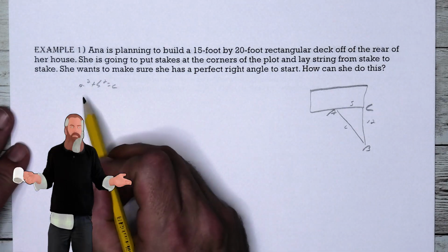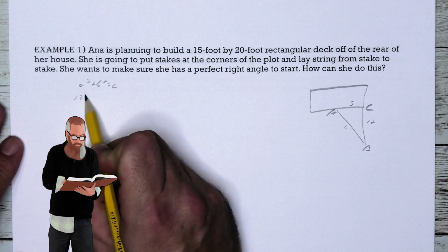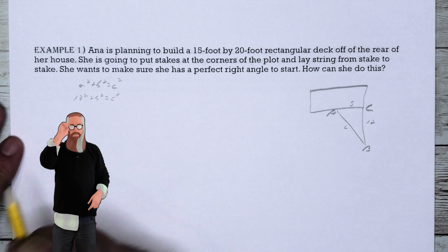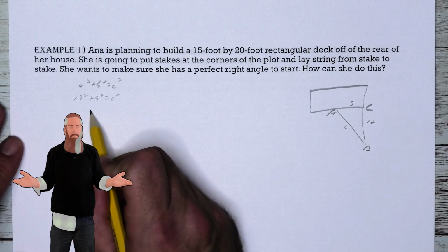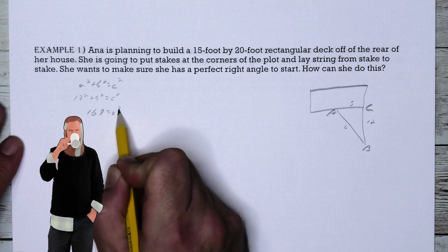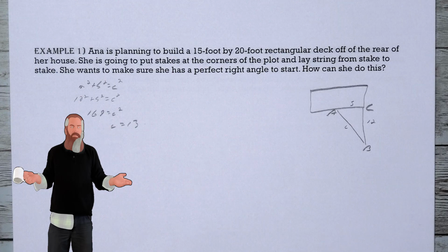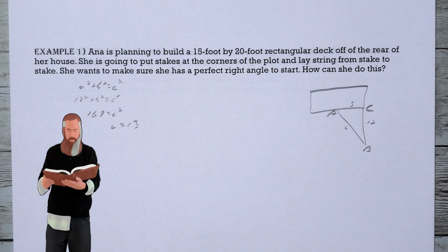So if a squared plus b squared is equal to c squared, then 12 squared plus 5 squared should be equal to c squared. This means 25 plus 144 will equal 169 for c squared, or c will equal 13. So Anna's son cuts a 13-foot long piece of string, and Anna holds it at A.